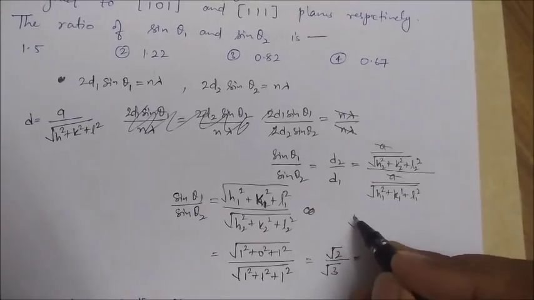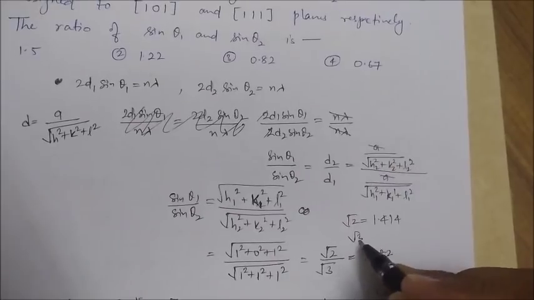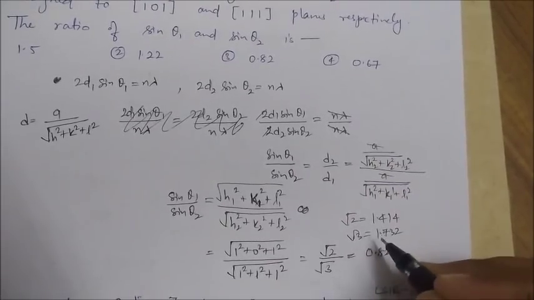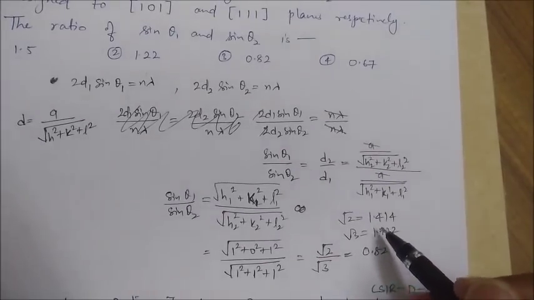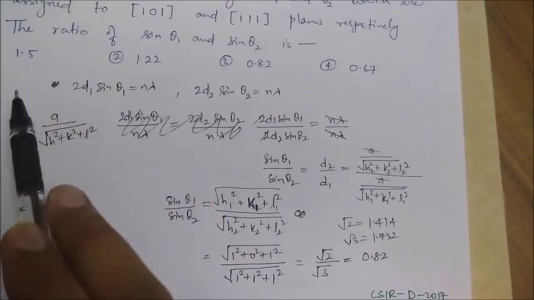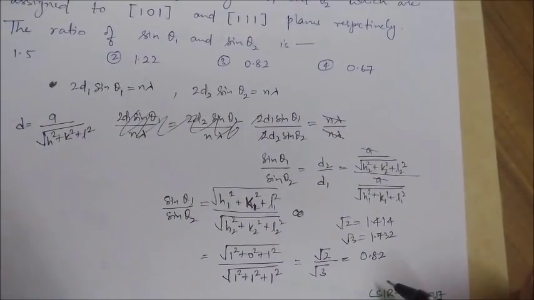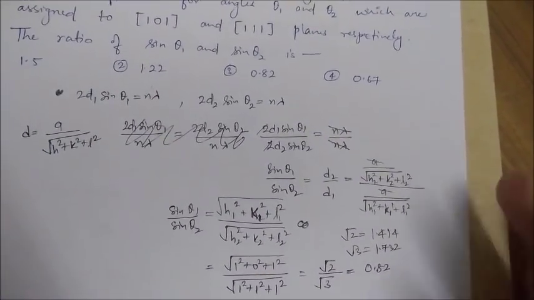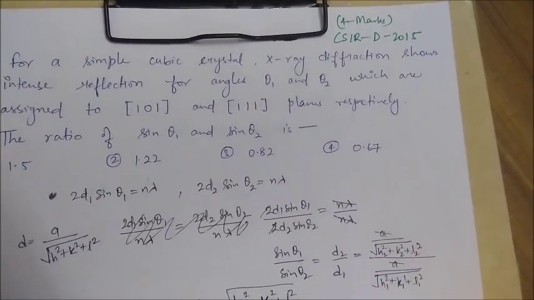Just take the value of root 2 as 1.414, and for root 3 take the value 1.732, and divide both of them. Obviously the denominator is greater than the numerator, so you will not get a value more than 1, so you cannot get options 1 and 2, and options 3 and 4 you have to check. So just divide and check. Like this you could have done this question for 4 marks in CSIR December 2015. I will take one more question.